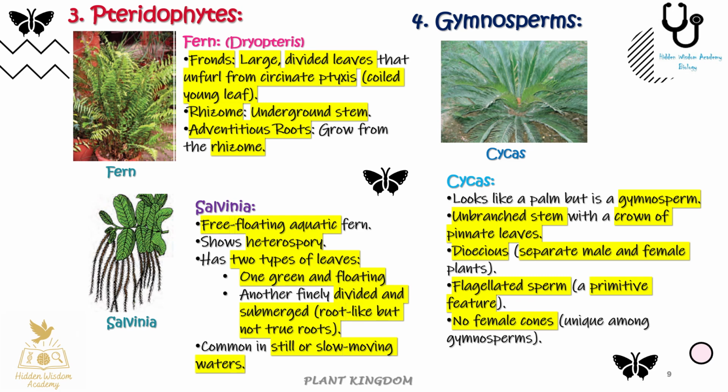It has an unbranched stem with a crown of long, feather-like, pinnate, leaves at the top. Cycas is dioecious, meaning male and female plants are separate. A fascinating feature of cycas is its motile, flagellated sperm, a primitive trait not seen in most modern plants. Also, unlike other gymnosperms, cycas does not produce a female cone, which makes it unique.